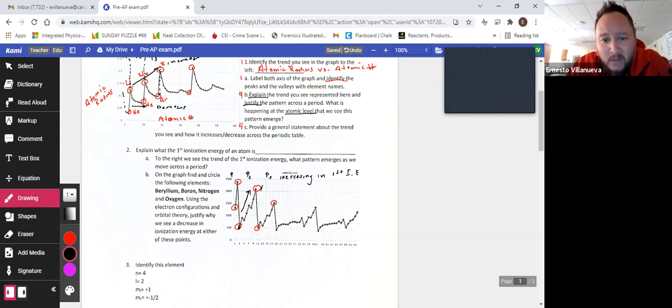So to the right, we see the trend of the first ionization energy. What pattern emerges as we move across the period? Okay, so as we move across the period from the beginning, for example, lithium to neon, we see a steady increase in the first ionization energy. To paraphrase, we can say that the energy required to remove an electron gradually gets higher as you move across a period towards a noble gas.